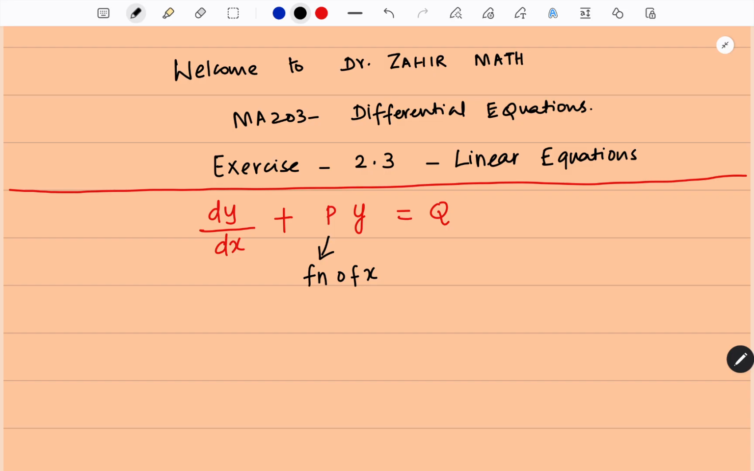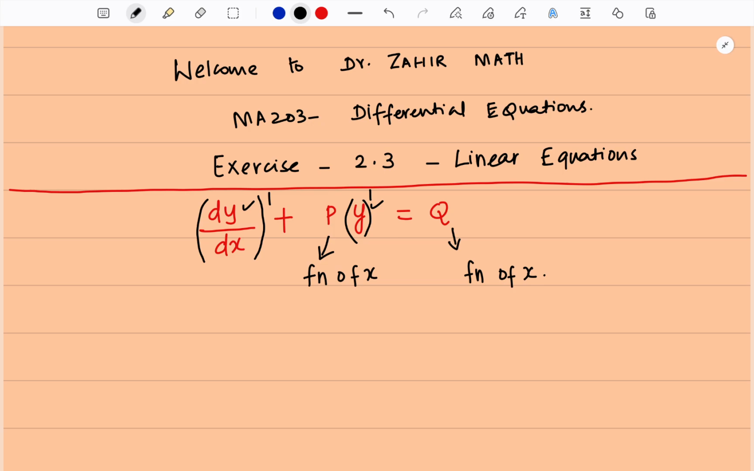What do you mean by function of x? It means x is there. And q is a function of x. Right. This equation is linear. Why? Because the dependent variable y and the derivative dy by dx appear in the first power. That means the power of the derivative is 1, and the power of y is 1. So that's why this is called a linear differential equation. First power in the sense not squared, not cubed, and no radical powers, whatever it is.